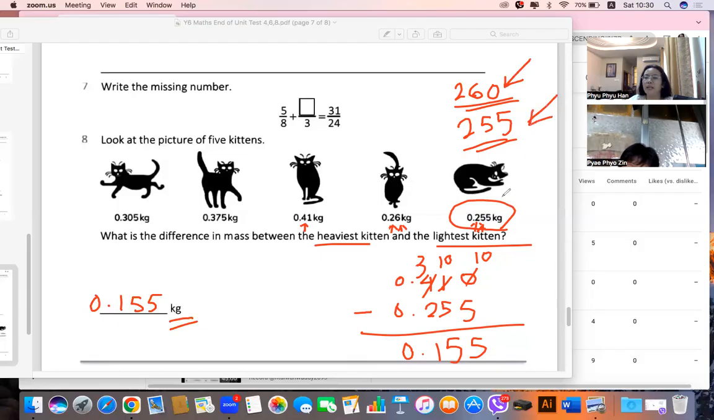So 26 and the point, 255. You don't think 255 is bigger. Actually, this 26 you can put 0 like this. So you will compare this 100th place. After the 10th place, you will look at the 100th place. If the value in the 100th place is bigger, the number will be bigger.